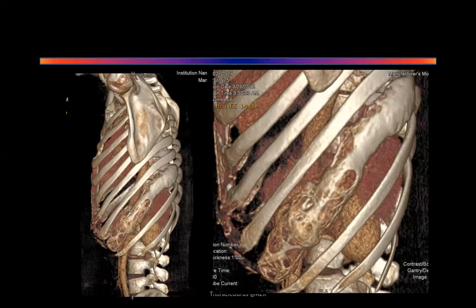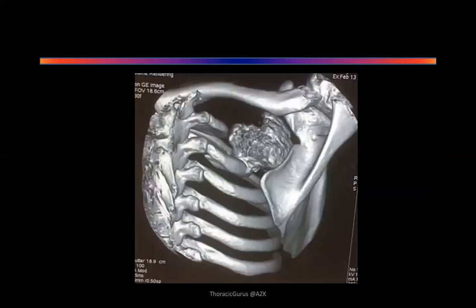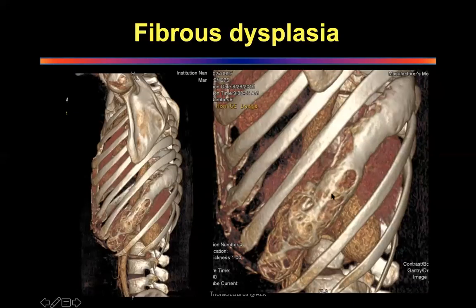Fibrous dysplasia. See this? This is classical fibrous dysplasia of the rib. This is not a malignant condition. This appearance along the rib with an irregularity on the surface of the rib is not a malignancy. It is actually called fibrous dysplasia of the rib. This is just for your knowledge, something extra to learn today.